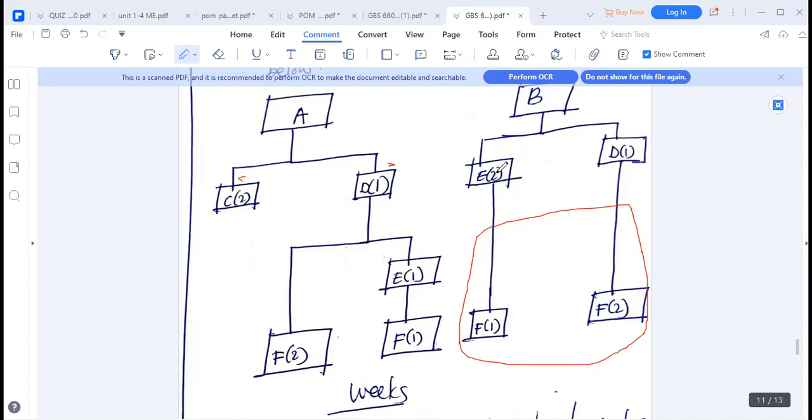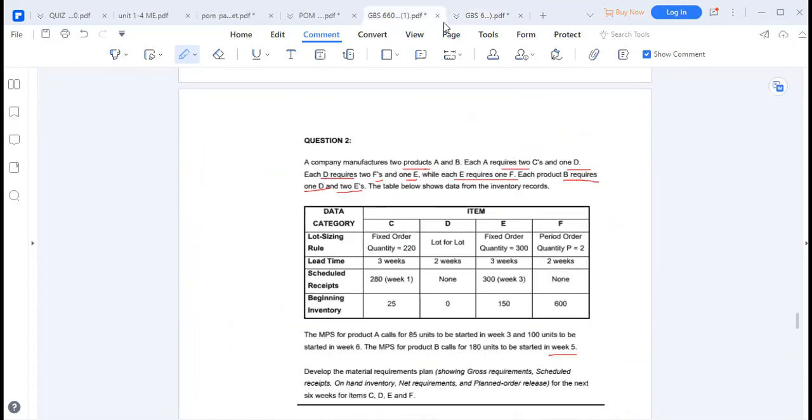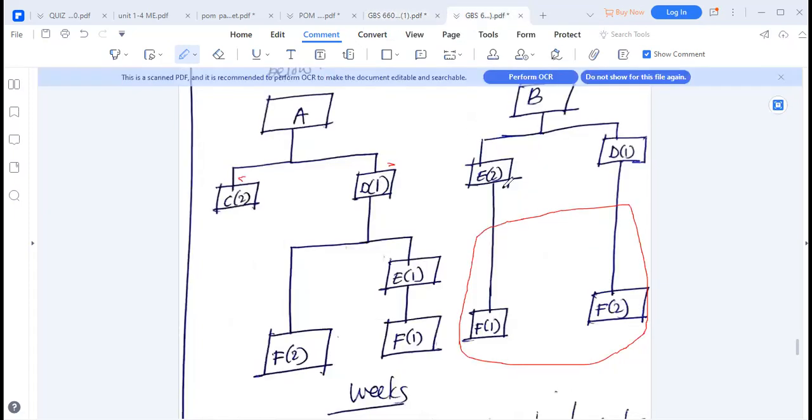Each E requires 1 F. Then there are 2 E's here, and each E requires 1 F. So this is E requires 1 F.